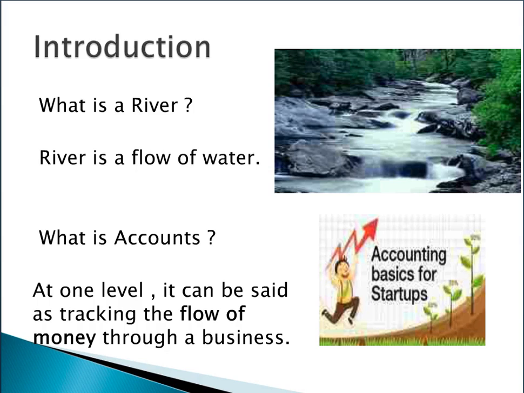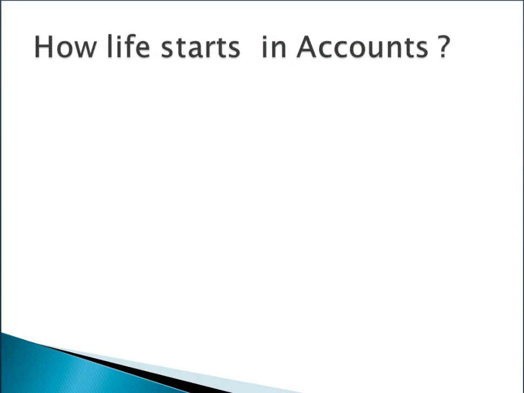How it starts with capital, becomes raw material. Raw material, you spend more money, it becomes finished goods. The finished goods are sold and you get back money. This is a trade cycle. So accounts, we can say, is tracking the movement of money through a business. The question is, how life starts in accounts?